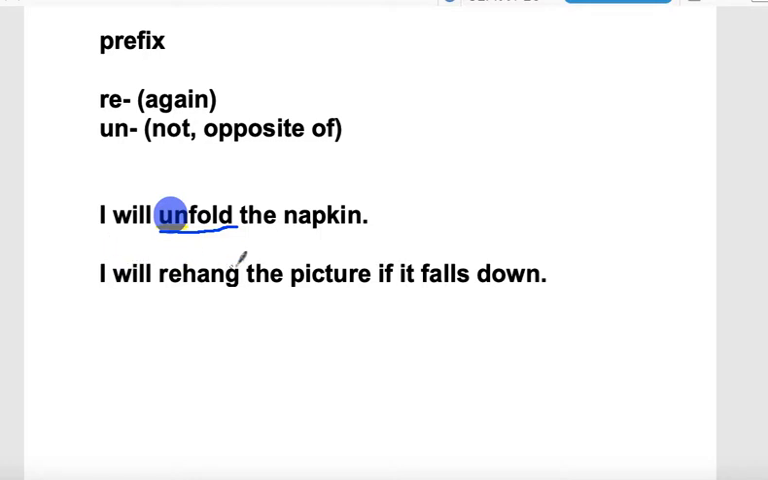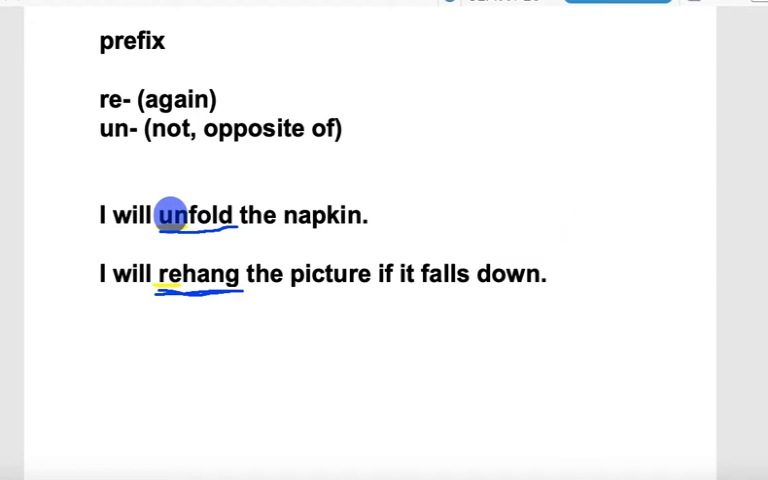Now, here's another sentence. I will rehang the picture if it falls down. Well, here's the word rehang. And rehang has the prefix re in front of it, right here. The two letters re in front of the word hang. Now, re, when we put it in the front of a word, means to do it again. So if I were to read this sentence just like it says, I will rehang the picture if it falls down, it means I will hang the picture again if it falls down.